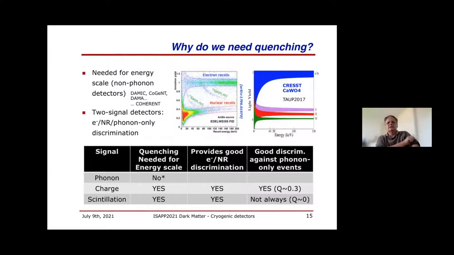So let's go now to the concept of quenching. We saw that for the ionization signal, you have a difference between electron recoil and nuclear recoil. And for scintillation, you also have a different yield of light depending on what type of particle is recoiling. This can be applied to do particle identification, nuclear versus electron recoil. The choice of using the phonon, the charge or the scintillation signal depends a little bit on the different advantages. The quenching here makes a better, easier signal to measure than scintillation, but at the same time, scintillation is more versatile because you're not stuck to just using semiconductors. So you have advantages and disadvantages in the two methods.